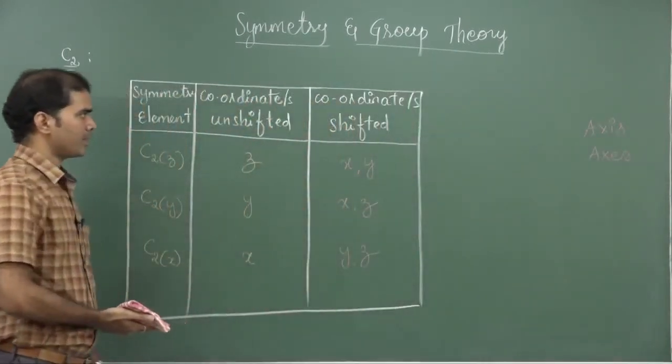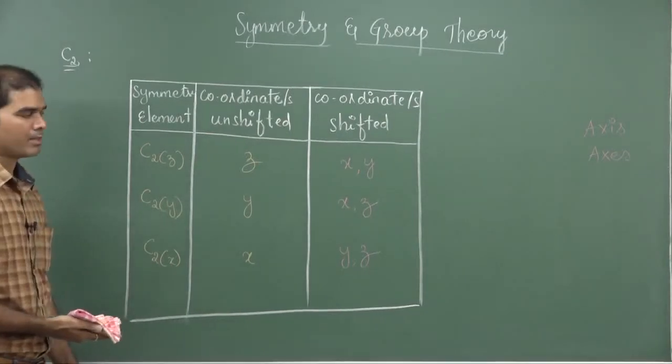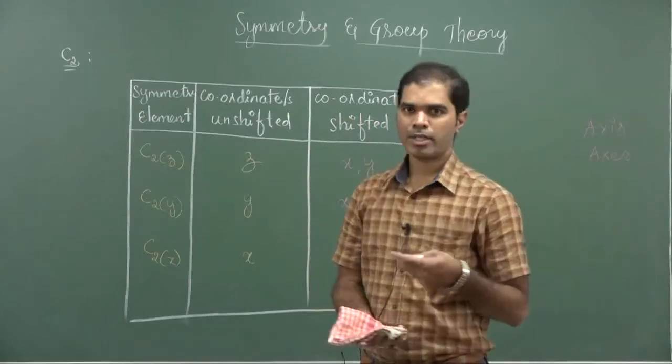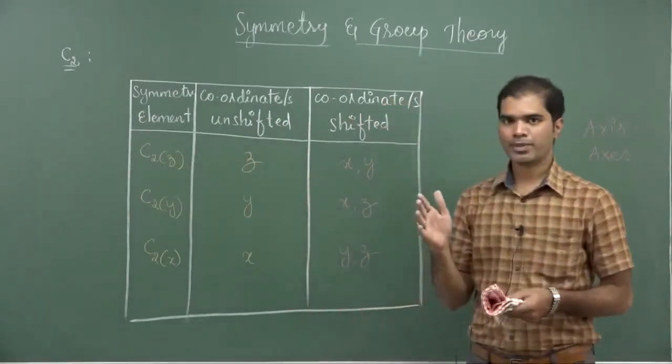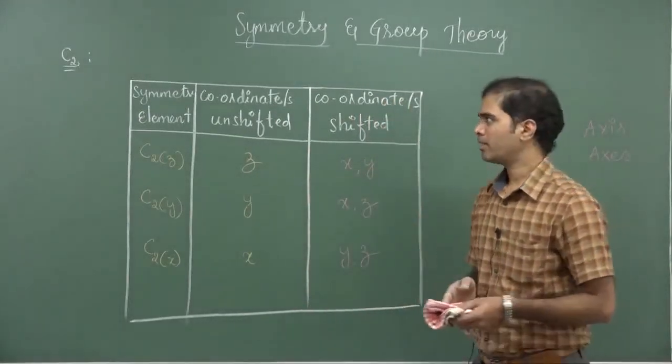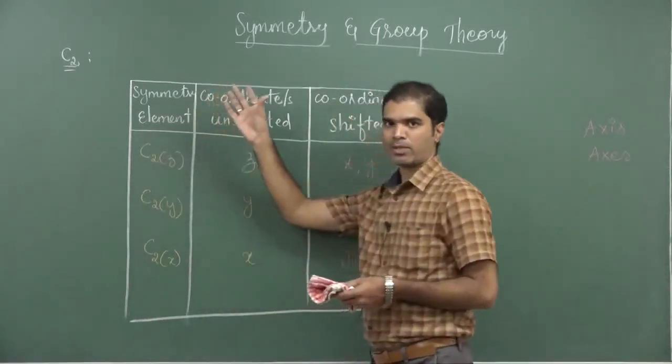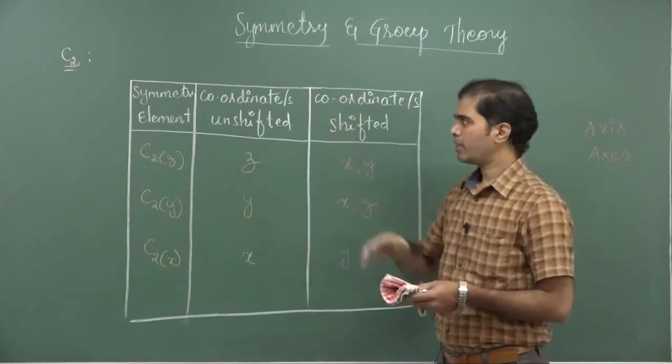Now this is for rotational axis, which is the first symmetry element. We have also seen different symmetry elements. The second one was a plane, or you call it a sigma symmetry or a plane. Even for that plane, how all these coordinates will shift or how do those coordinates exchange, we will try to see.